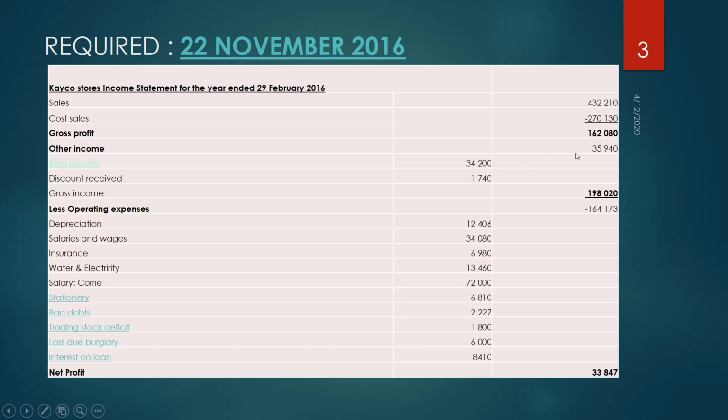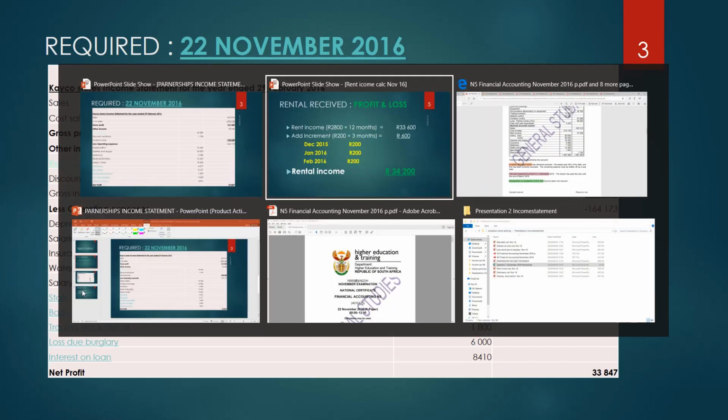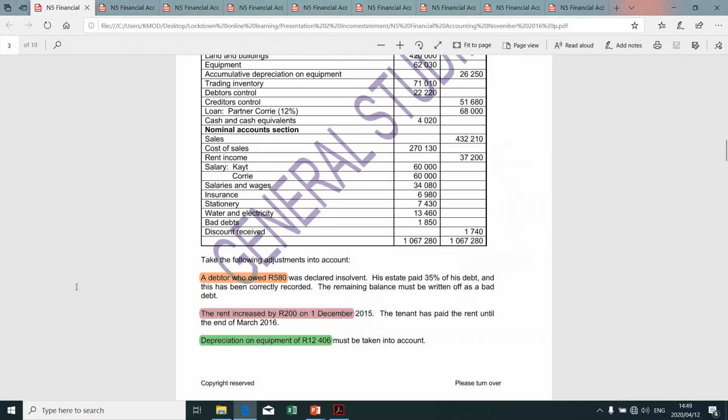Remember, we already discussed the other items. Moving along swiftly, I'm going to go to operating expenses. We have discussed all those items. The items that we still need to discuss are the ones that had adjustments. Without wasting your time, I'd like to take you to the question paper.